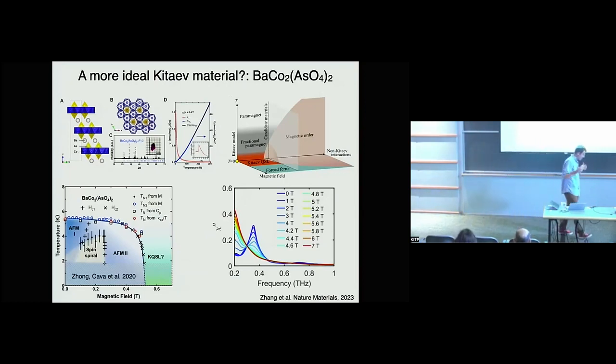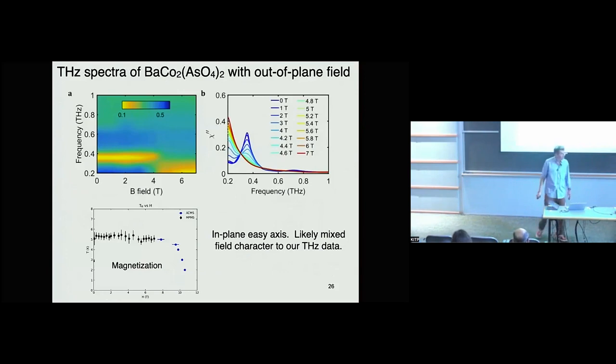Again, the point from this is perhaps that these non-Kitaev terms are much smaller in this system. Here's some of the actual data in this regard. This is plotted as susceptibility as a function of magnetic field, and you can see this very sharp magnon peak just goes away, and you get over into this broad kind of continuum behavior.